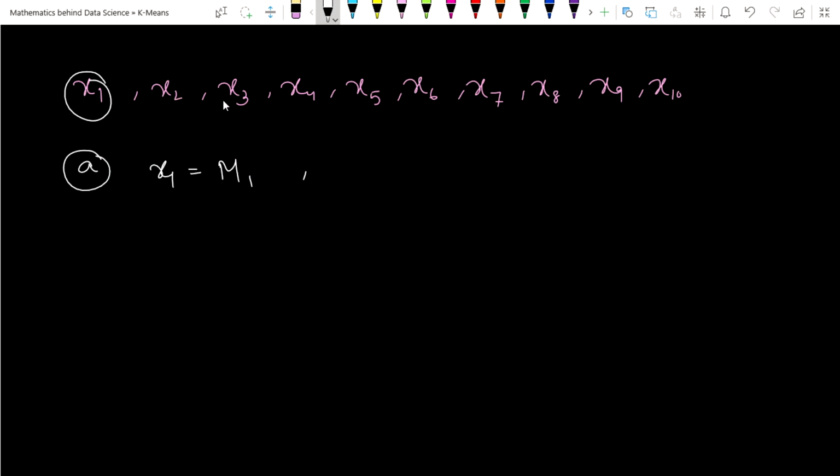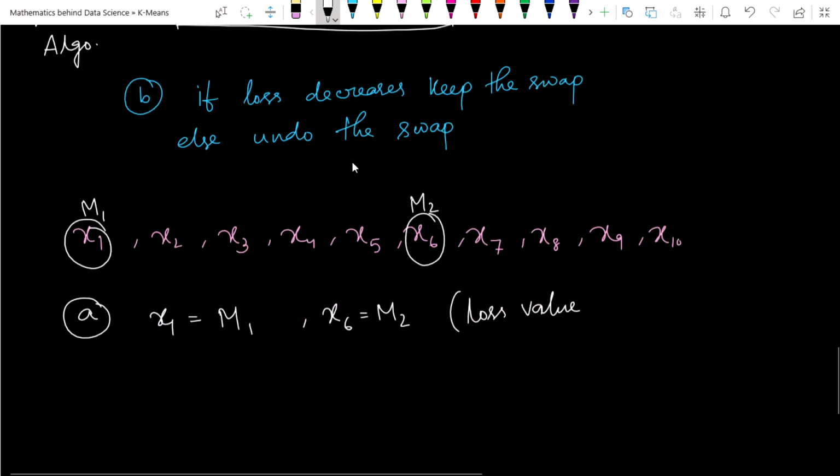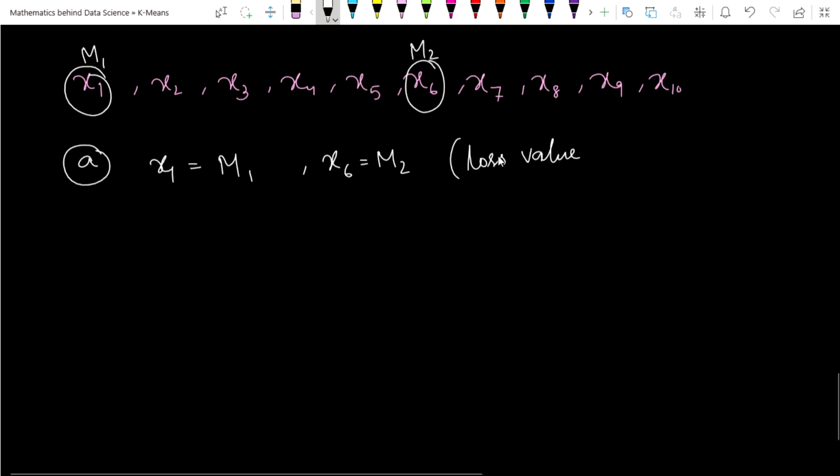And x6 is equal to the second. This one is equal to the first Medoid and this is the second Medoid. Let's take x6 as the second Medoid. By using this formula, the loss value for these two Medoids, let's call it L1. That is the first step we have to do.